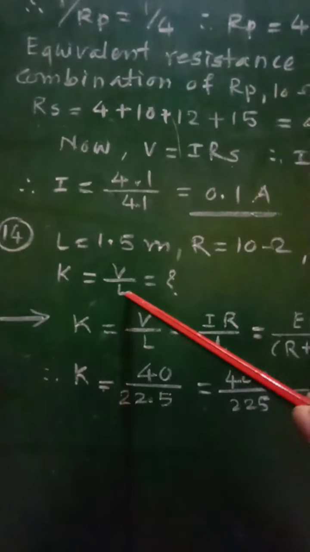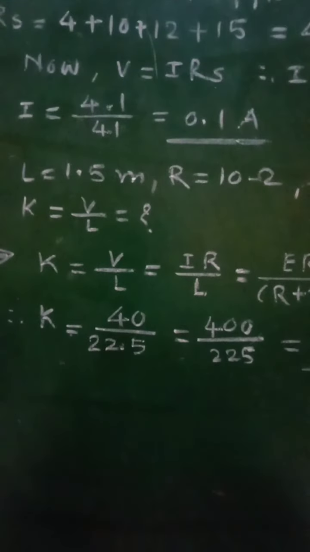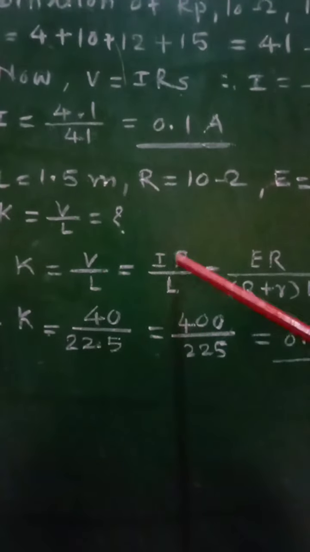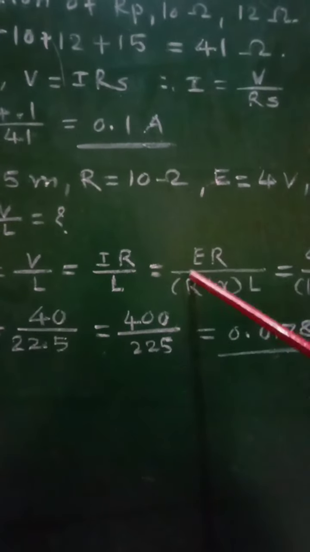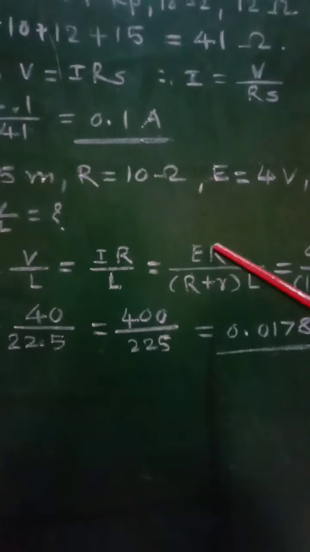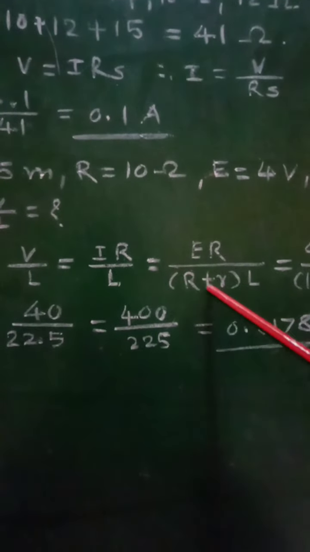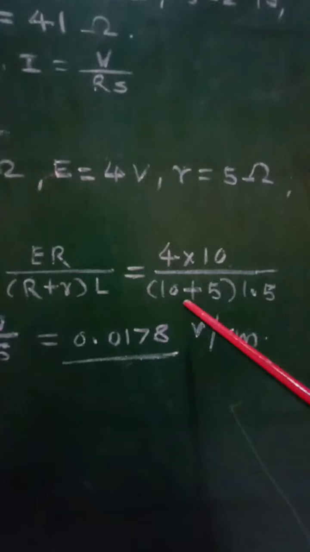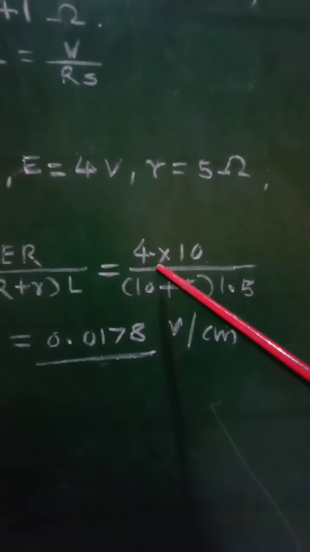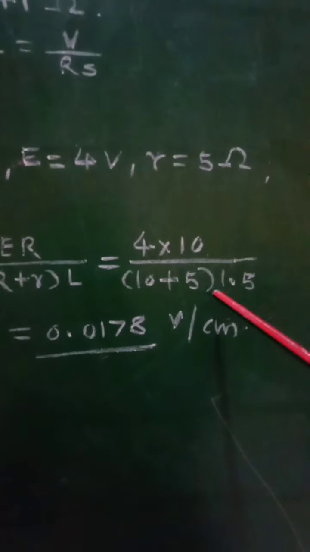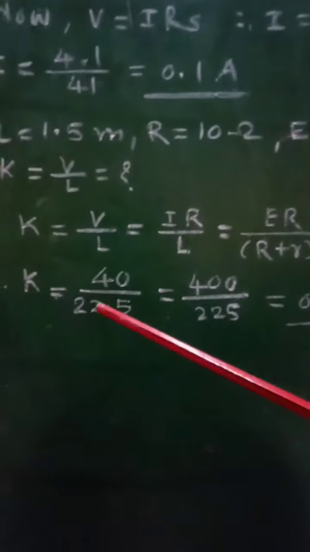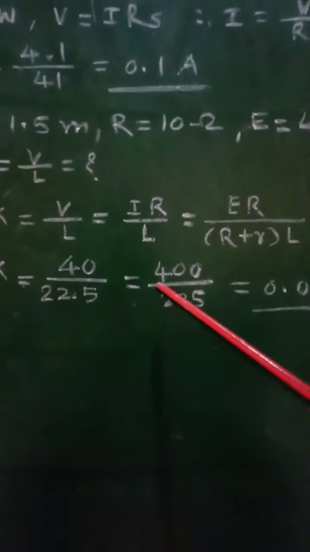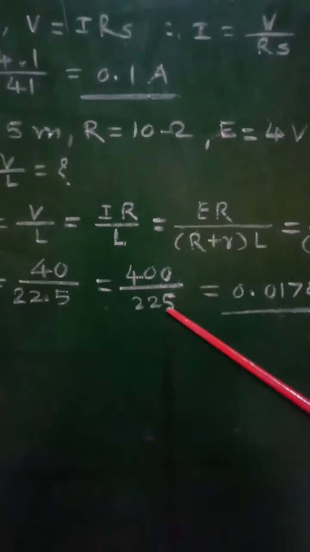So that potential gradient K we will have to find out. We know that K is equal to phi by L, but phi is equal to IR, and therefore K is equal to IR upon L. That will be written as I is nothing but E upon R plus r, and into this R by L. Putting the values we will get 4 into 10 divided by 10 plus 5 into 1.5, which comes out to be K equal to 40 upon 22.5, which will be written as 400 divided by 225.